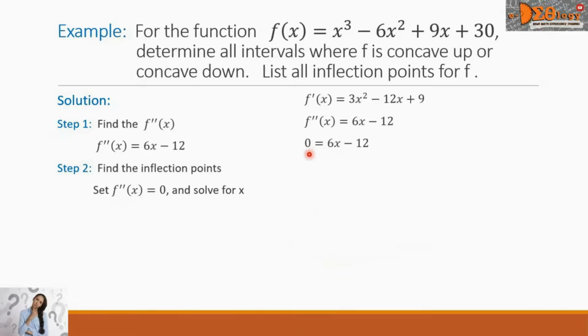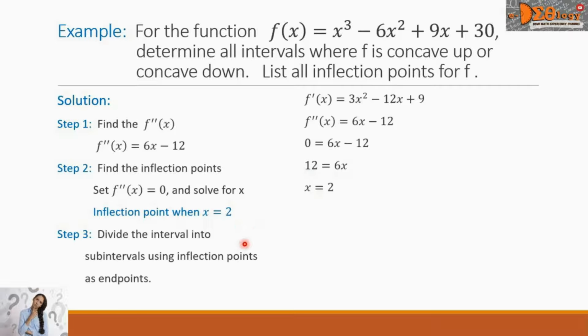So we have now 0 equals 6x minus 12. Let us now solve for x. This negative 12 we will transpose to the left side. It becomes positive 12 equals 6x. Let us divide this equation by the coefficient of x, which is 6. So we have here 12 over 6 is equal to 2. So the value of x equals 2. This is our inflection point. And we say that inflection point occurs when x is equal to 2.